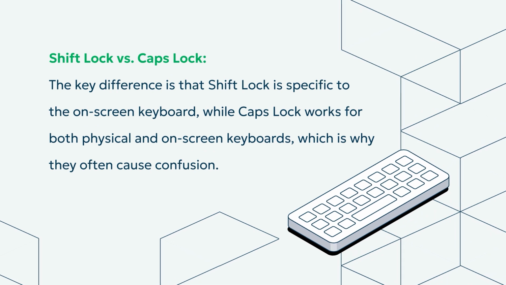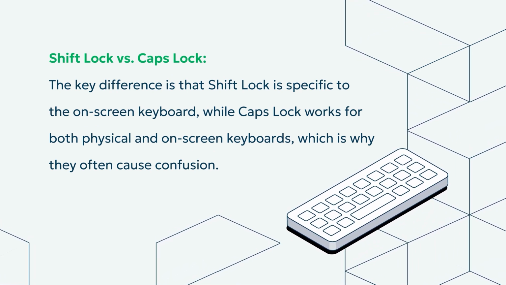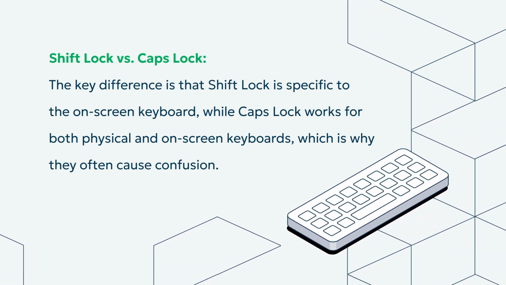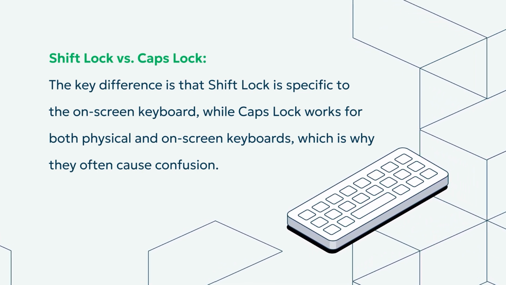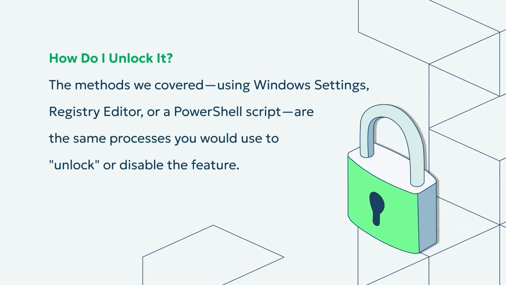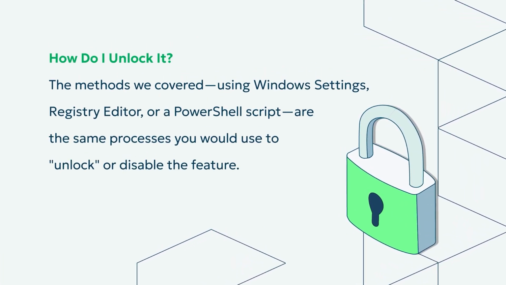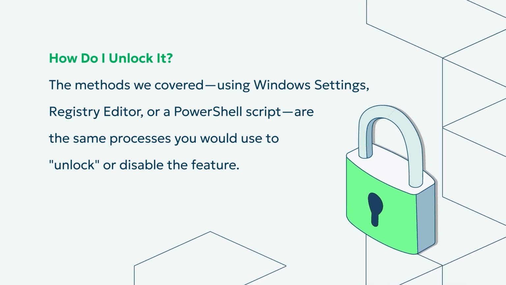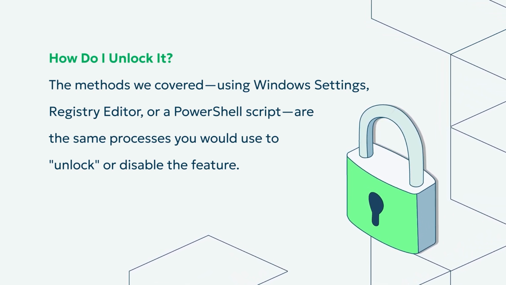Shift Lock versus Caps Lock. The key difference is that Shift Lock is specific to the on-screen keyboard, while Caps Lock works for both physical and on-screen keyboards, which is why they often cause confusion. How do I unlock it? The methods we covered, using Windows Settings, Registry Editor, or a PowerShell script, are the same processes you would use to unlock or disable the feature.